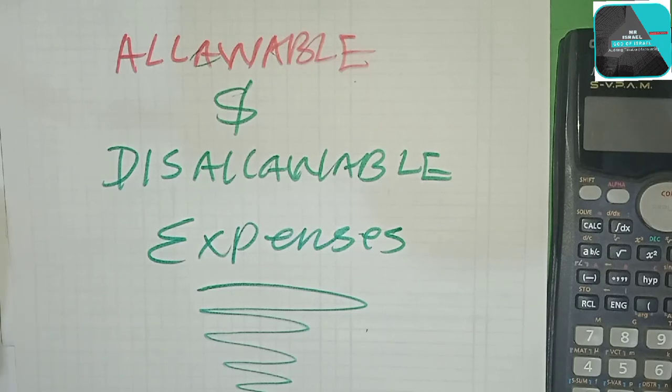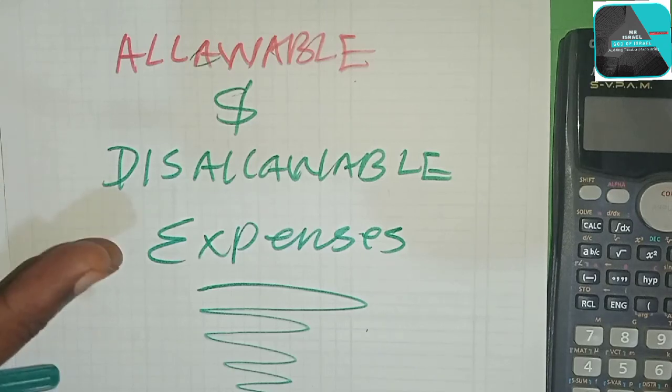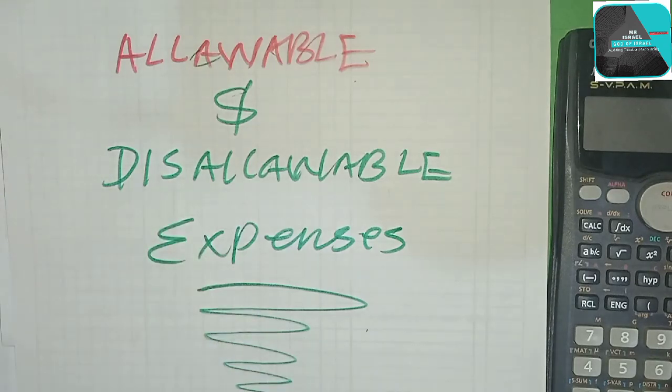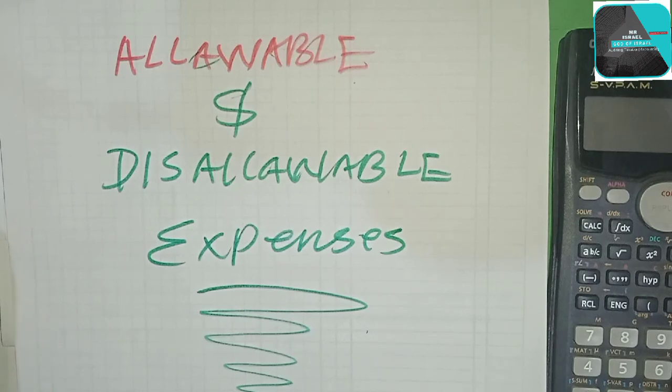Now, in computing your company income tax, that is your CIT, the only thing that is allowed on the expense side of your income statement is the allowable expenses. Just the allowable. Now, if you don't know the difference between the allowable and disallowable expenses, you will find that you will mix the two together.